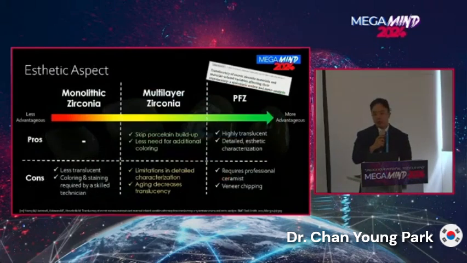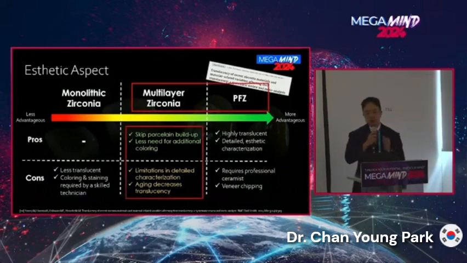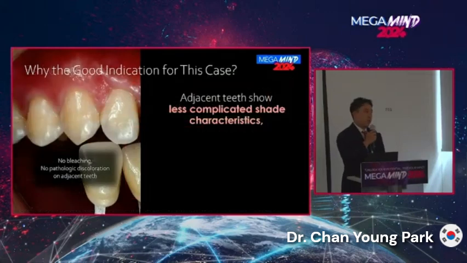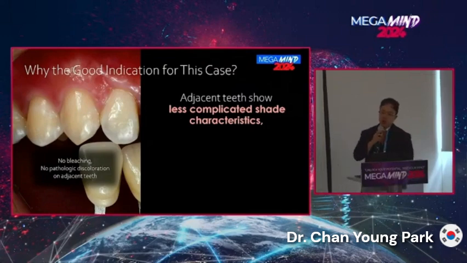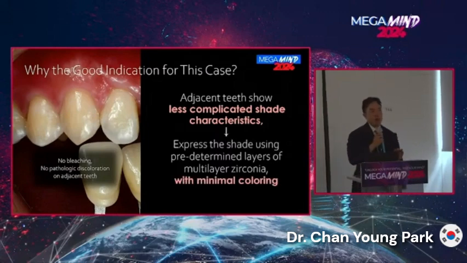But on the aesthetic aspect, it is still inferior to the porcelain build-up crowns, as it has some limitations in detailed shade characterizations. But still there are some clear advantages of skipping the porcelain build-up, and there may be less need of additional coloring. So it may be a good indication for some cases, like our case, as the adjacent teeth show less complicated shade characteristics. So the crown shade can be expressed using the predetermined layers of the multi-layer zirconia with less staining.